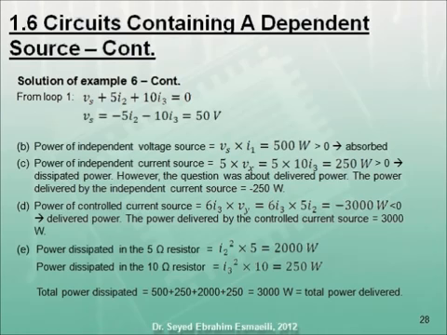The power dissipated in the 5 ohm resistor equals I2 squared times 5, which equals 2000 watts. The power dissipated in the 10 ohm resistor is equal to I3 squared times 10, which equals 250 watts. Total power dissipated equals 500 plus 250 plus 2000 plus 250, which equals 3000 watts, which is equal to the total power delivered.